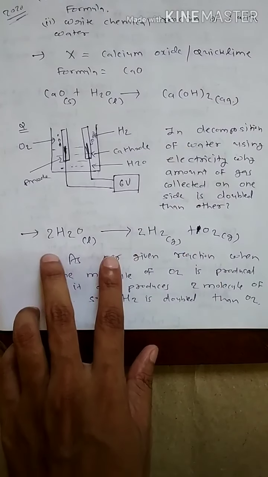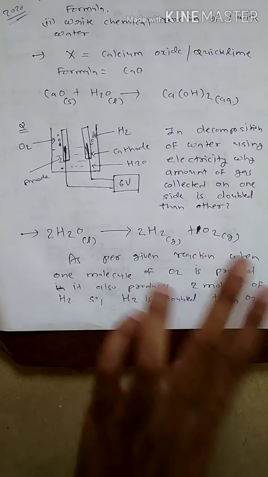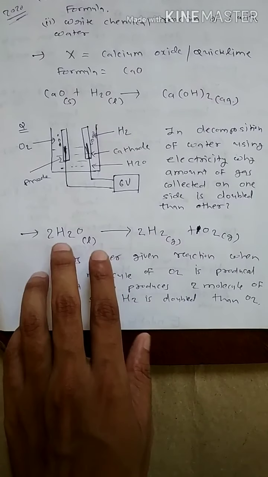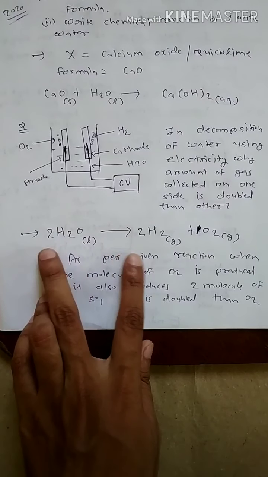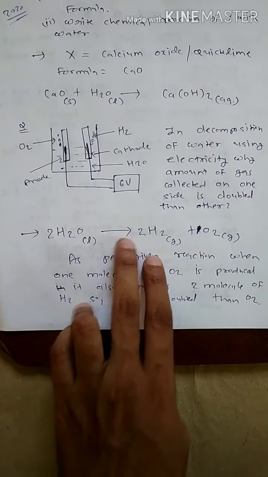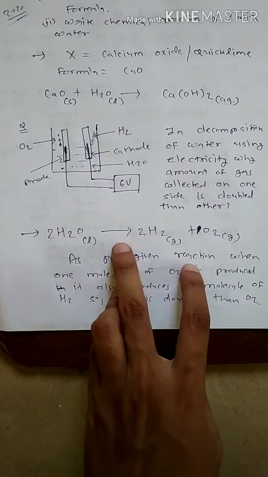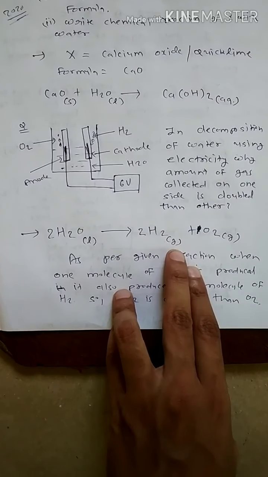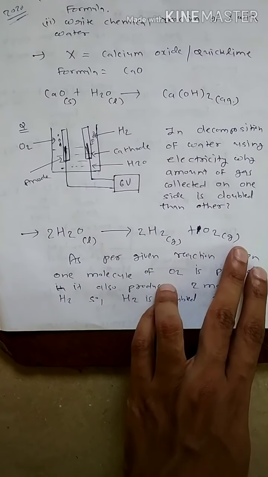Okay, now in order to write down the reason, you have to first write down the equation, how water will break down into hydrogen and oxygen. So here I have written the balanced equation. 2H2O in liquid form gives you 2H2 in gas form plus O2 in gaseous form.